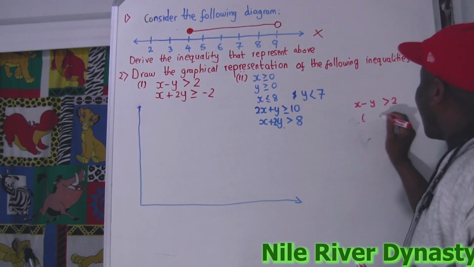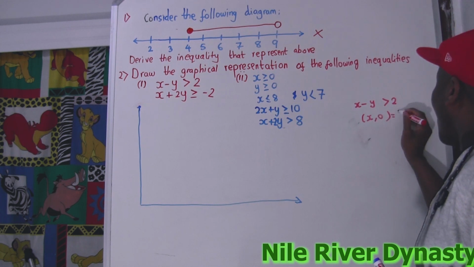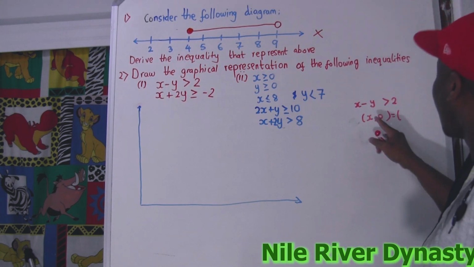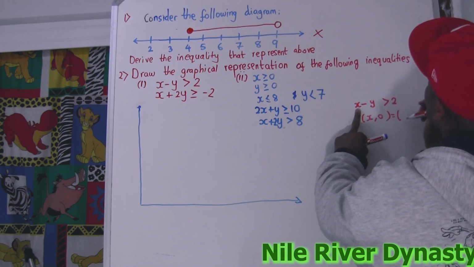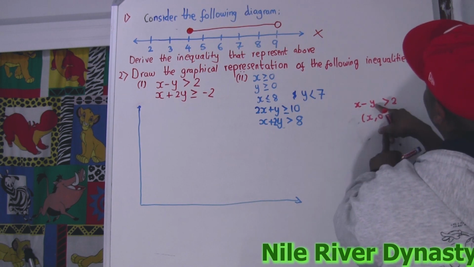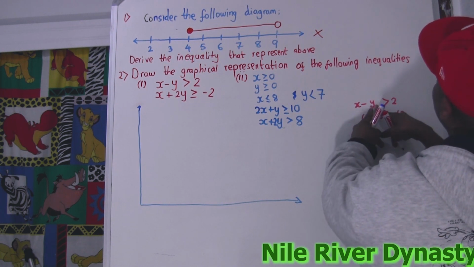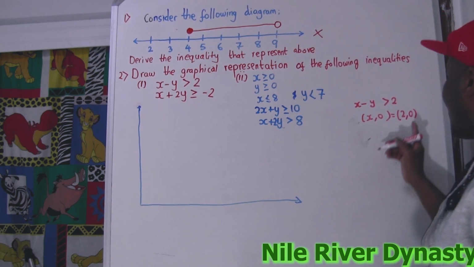So you're going to say when x is the intercept, when the graph cuts at x, the value of y equals 0. So what are those coordinates? When x-intercept, y equals 0, so it's going to be (2, 0). It's going to be x equal to 2, because x minus 0 is x, which is 2. Okay, cool. So that's the x-intercept.